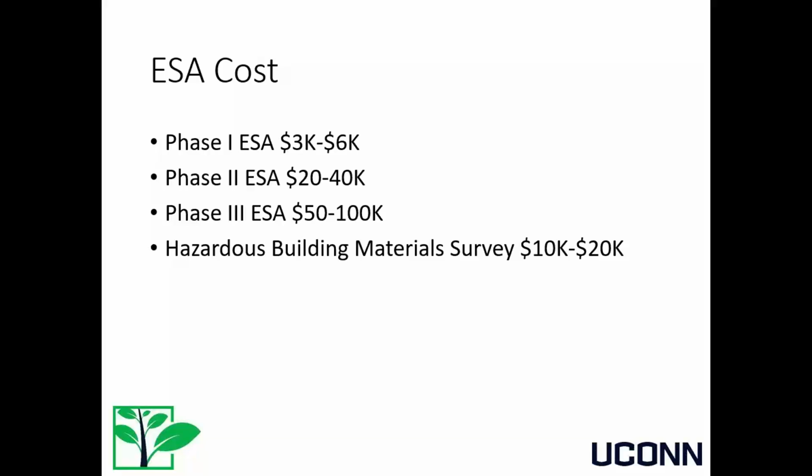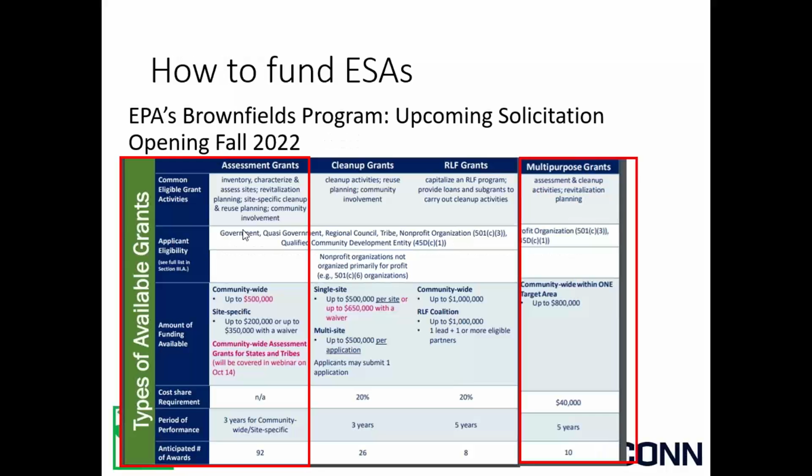So those are average costs that you can, for example, utilize to put together, let's say, a budget for a grant proposal. So we used that before, and it's typically within that range. However, the whole process is expensive, right? So how do we really fund those environmental site assessments? Well, we have great programs.